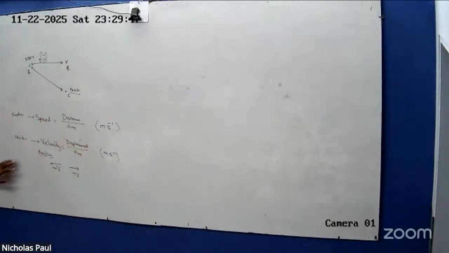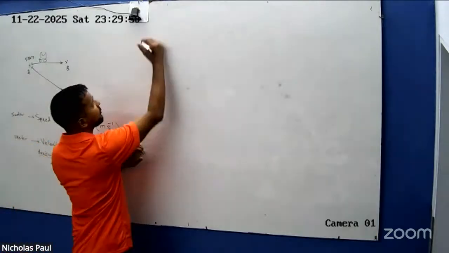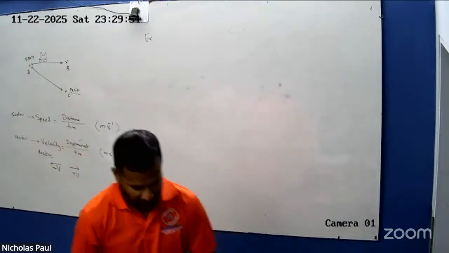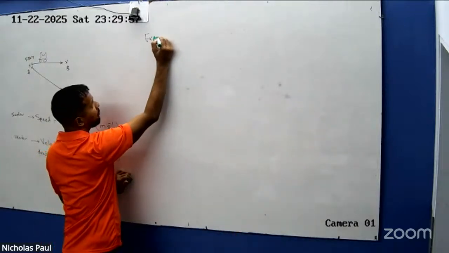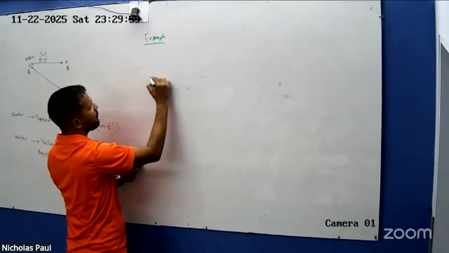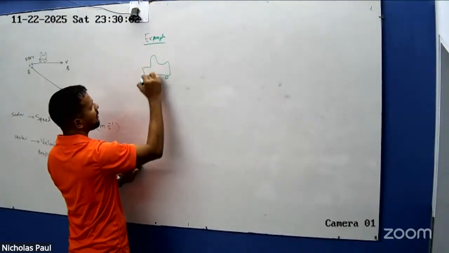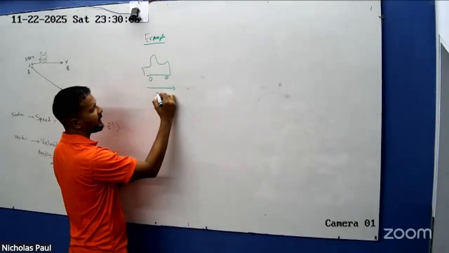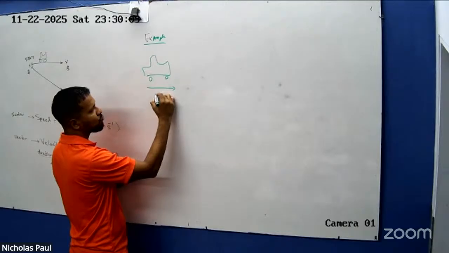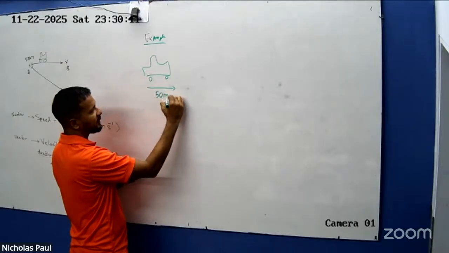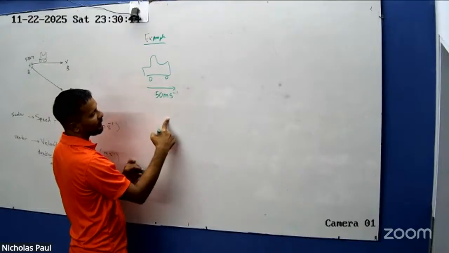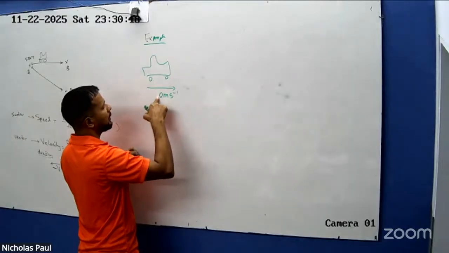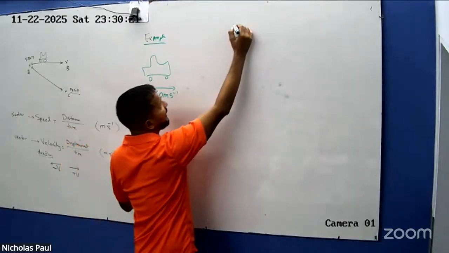All right, so nice. Let's see if we can try a real life example of this. So let's say we have a car, and the car is traveling at 60 meters per second. And there's a little sign here.